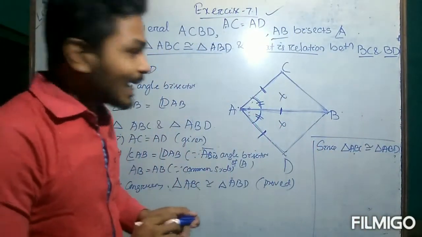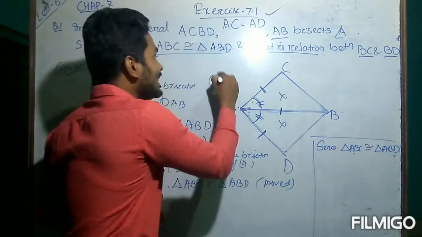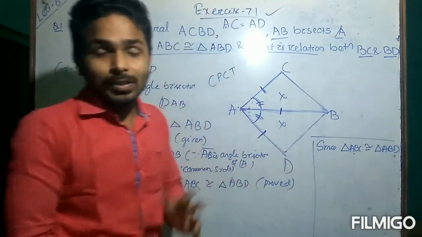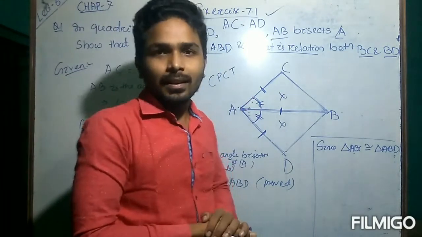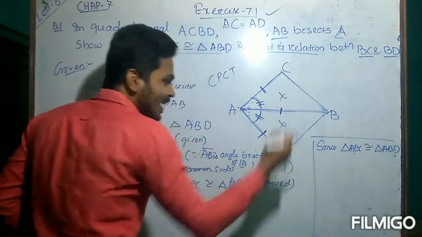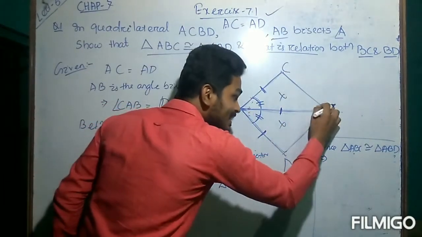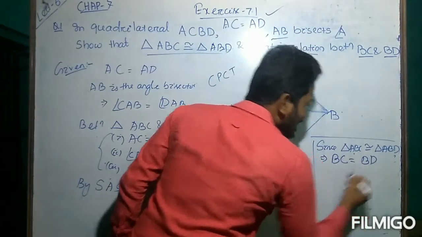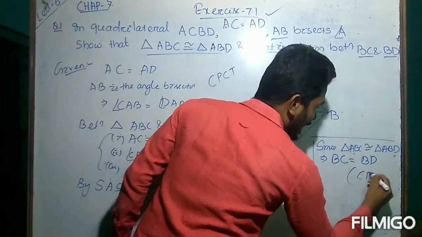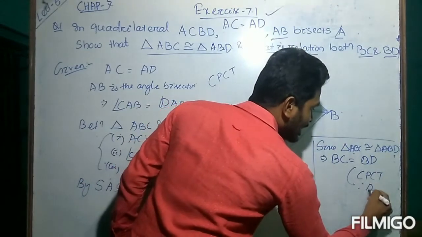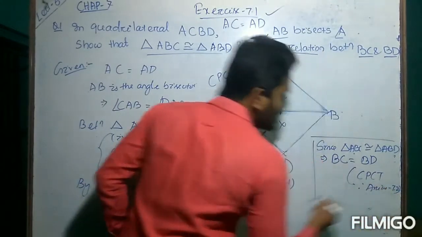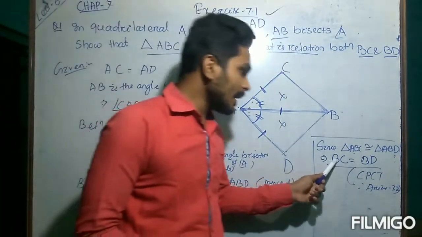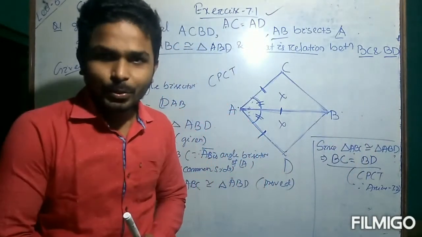Now remind the axiom 7.2, CPCT. If two triangles are congruent, then their corresponding sides are equal, and corresponding angles are equal. Since this triangle is congruent to this triangle, can we write that this side BC is equal to this side BD? Yes, you can write. Why? Because they are CPCT, or you can write axiom 7.2. Now this is the relationship between BC and BD. Hence you can write that BC is equal to BD. Understood?